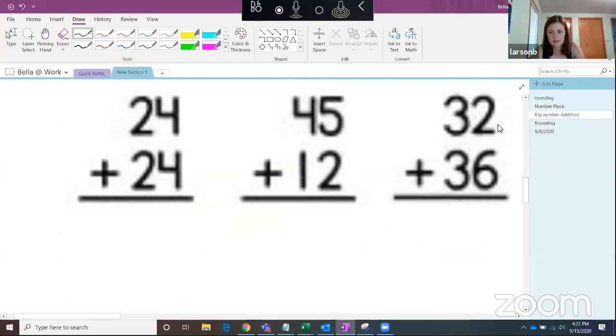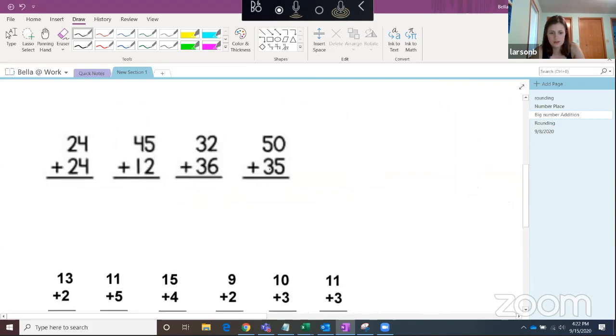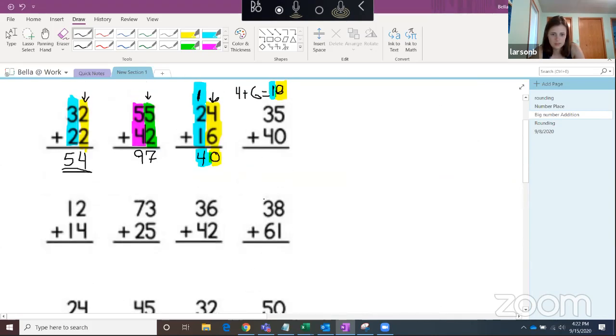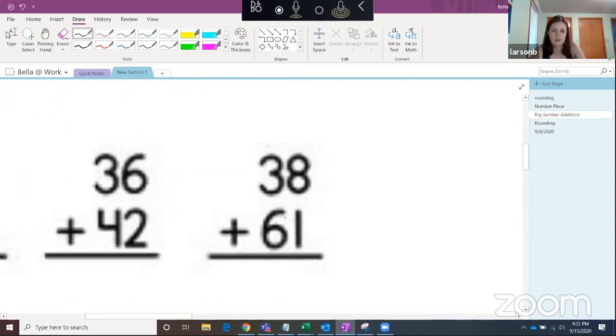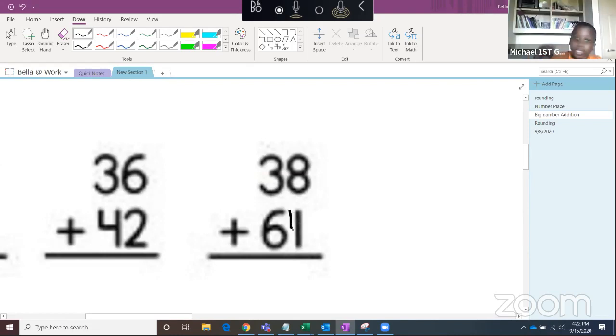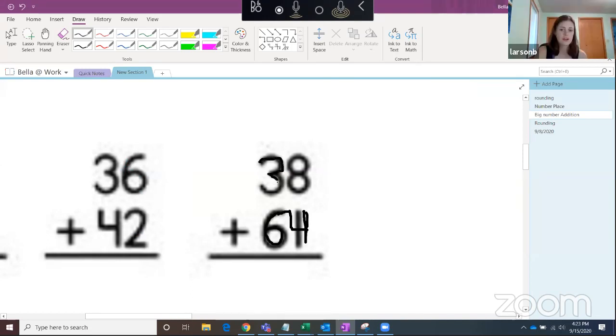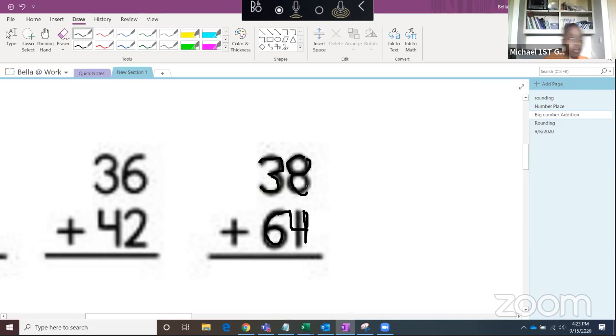All right, let's look at another one. Let's do this one over here. I'm gonna mix it up though, and I'm gonna change this number right here to a 4. Nice 4. So we now have 38 plus 64. 91. So, 91.